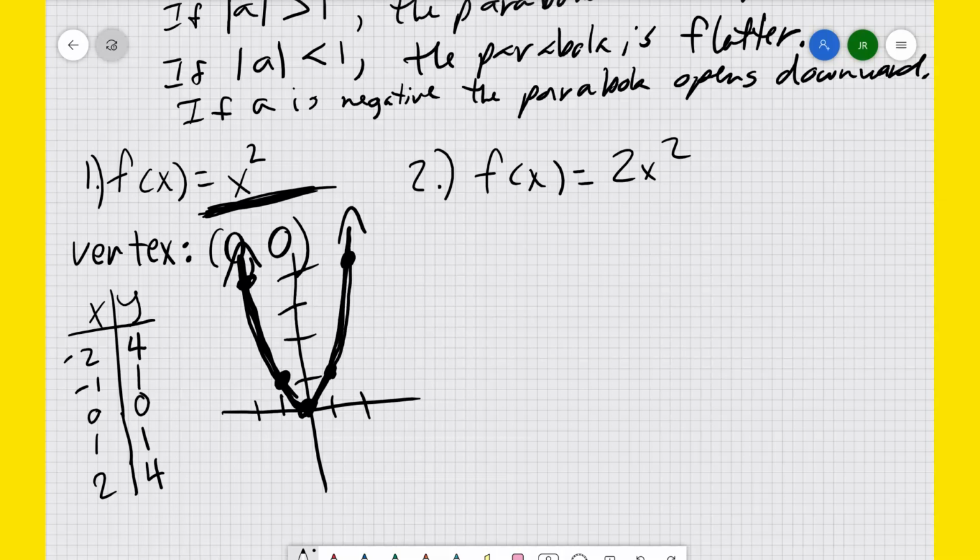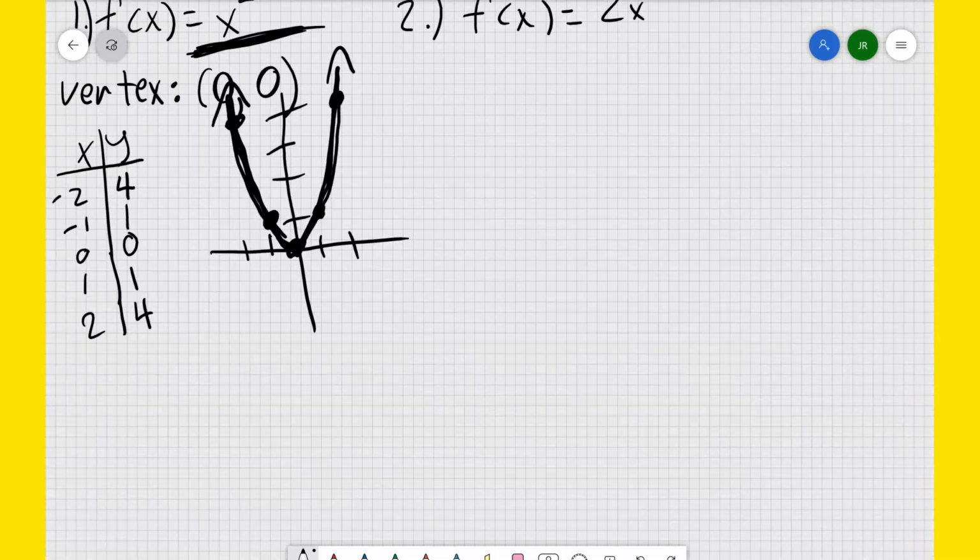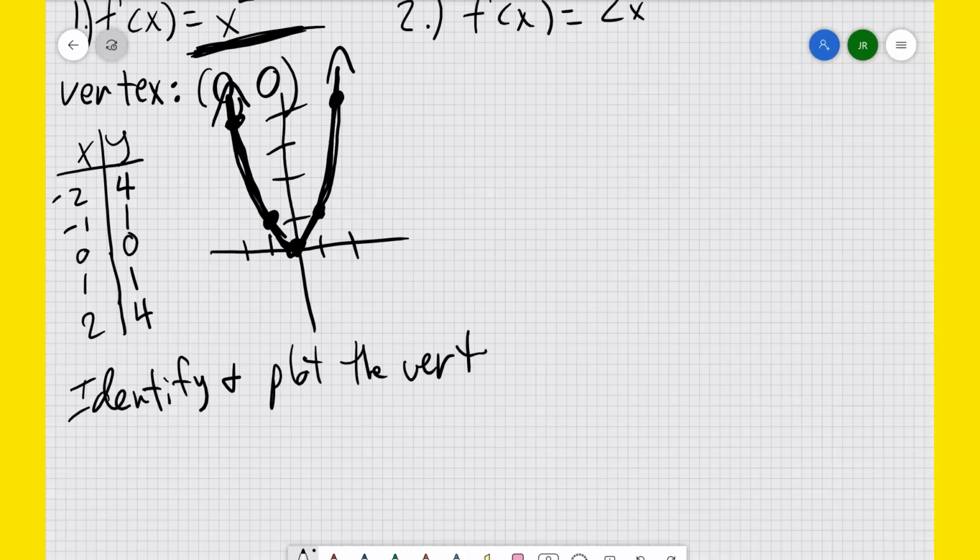Once you identify your vertex, I'll write it down for you. Identify and plot the vertex. That was this point right here.